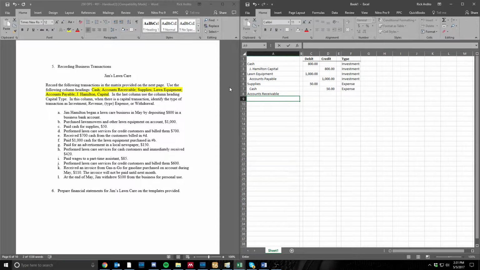So we don't have a revenue account that is listed here. We use the following column headings: cash, accounts receivable, supplies, lawn equipment, accounts payable, and J Hamilton Capital. So ordinarily what we would use is lawn services revenue or just revenue. So we're going to use a revenue account for now, and we'll talk about where that account's going to go a little bit later when we get through these entries. But we billed $700, and this is revenue.